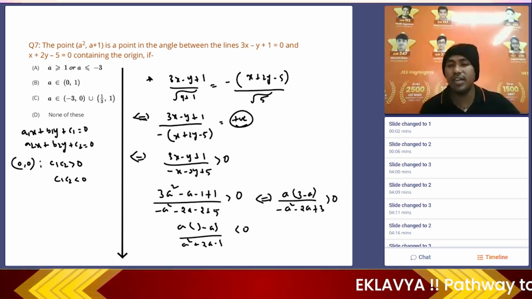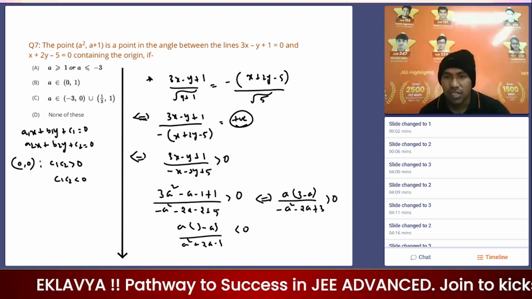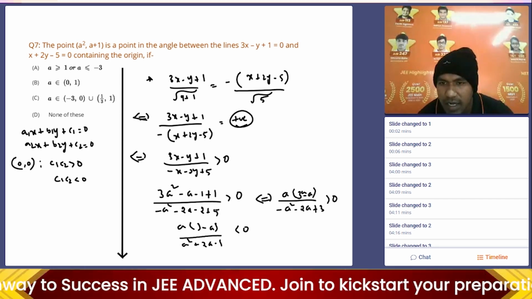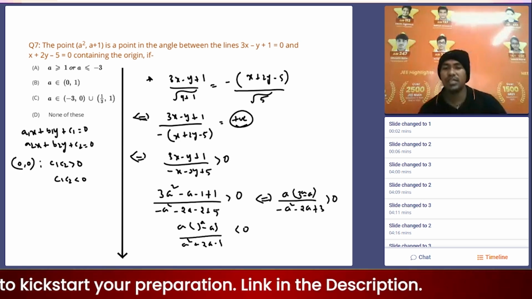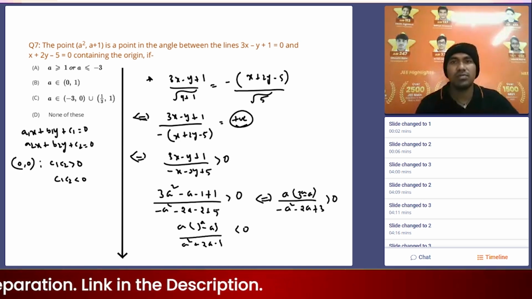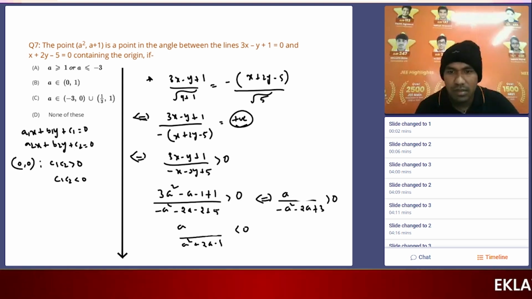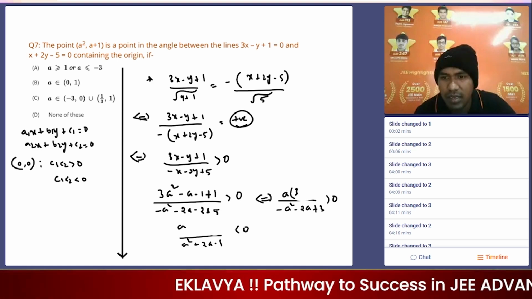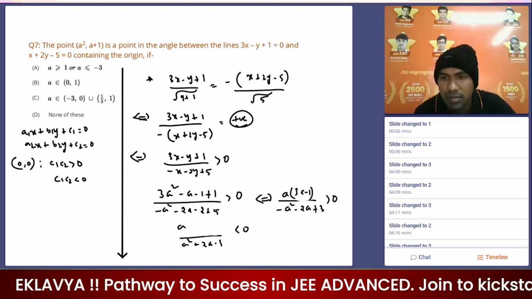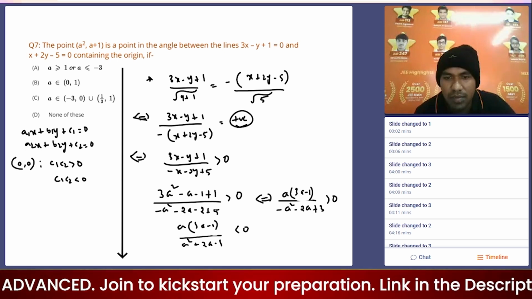Now we need to identify the values which give the, sorry, this is not 3a, right? Because we have taken a common, then it will become 3a minus 1. Okay, 1 minute. Yes, so it will become 3a minus 1, and here also same thing, 3a minus 1.